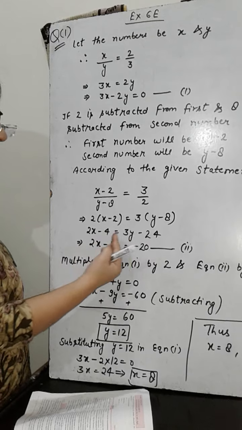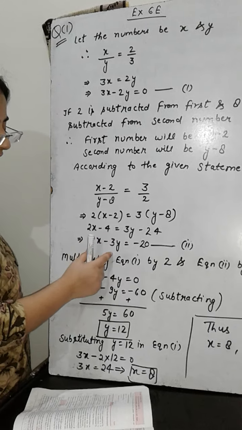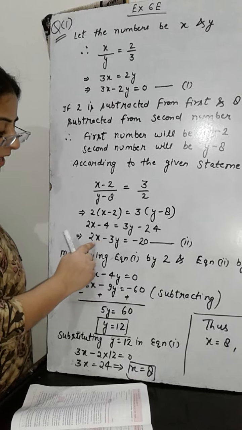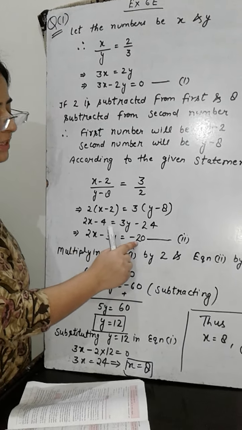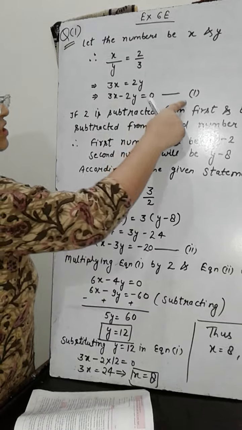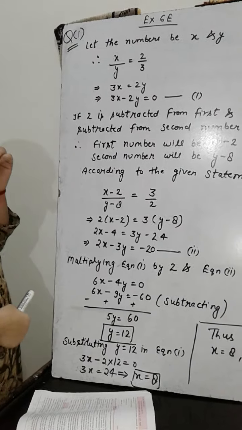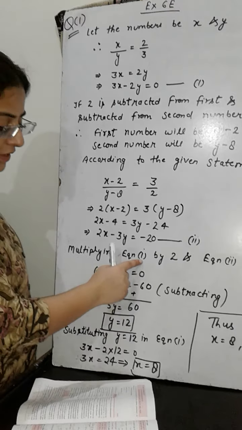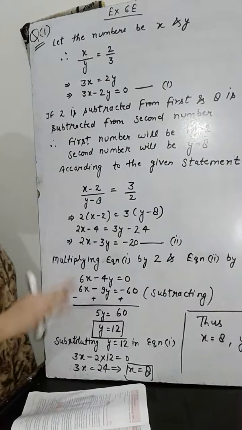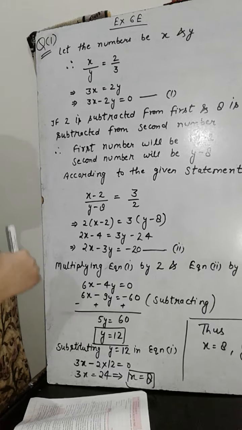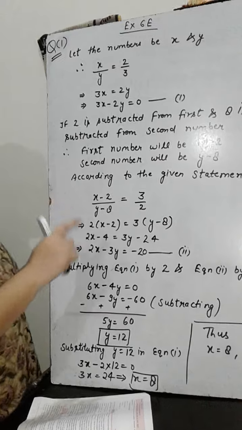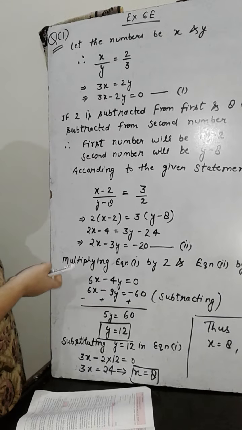On simplifying it, taking the variables towards the left hand side and the constant term towards the right hand side, we got 2x minus 3y equals minus 20. This is equation number second and this was equation number first. Now we are multiplying equation first by 2 and equation second by 3, because what we have to find in the question are the numbers. So the numbers are x and y. We will find the value of x and y.